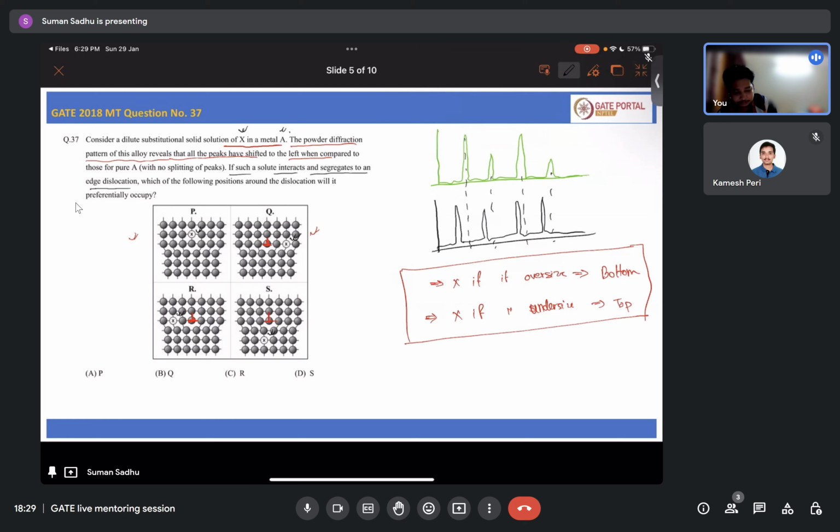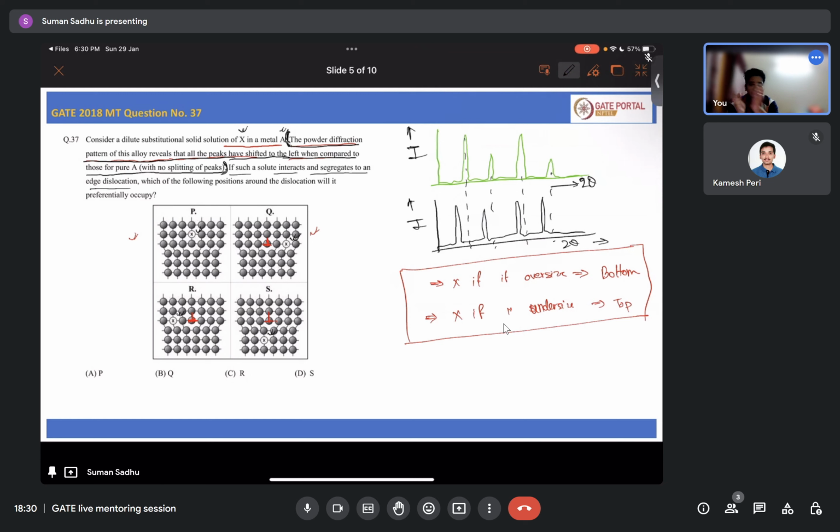So this line: the powder diffraction pattern of this alloy reveals that the peaks have shifted to the left when compared to those of pure A. From this statement you can find out whether your X atom is an oversized atom or an undersized atom. Now, in the Y direction it is intensity, and in the X direction it is 2 theta: intensity versus 2 theta.